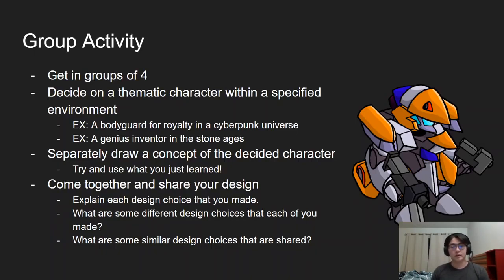Afterwards, once you guys are done, go off separately and draw a concept of this decided character, and try to use what you learned from this lecture. Afterwards, come together and share your designs with each other. Try to explain to each other why you designed your character in such a way. And then notice how different people have different designs, or if you guys have any similar designs with each other.